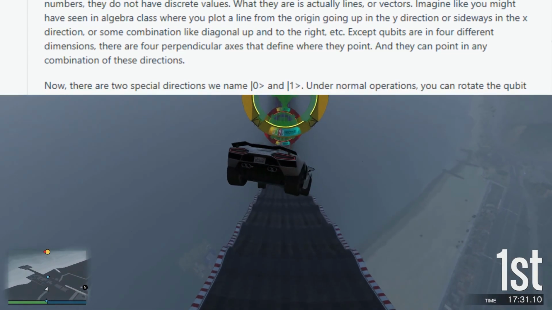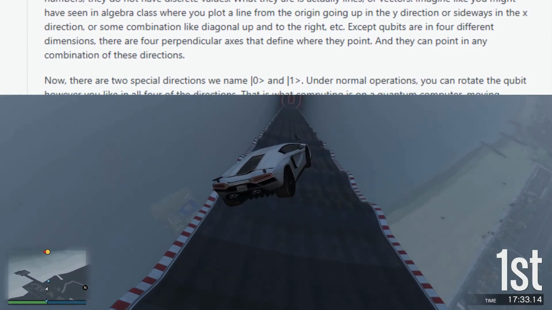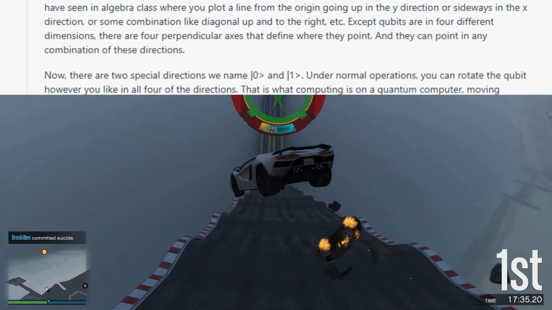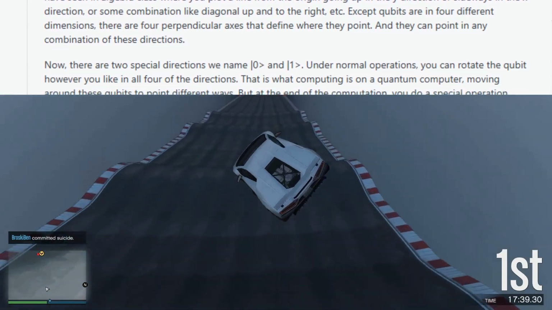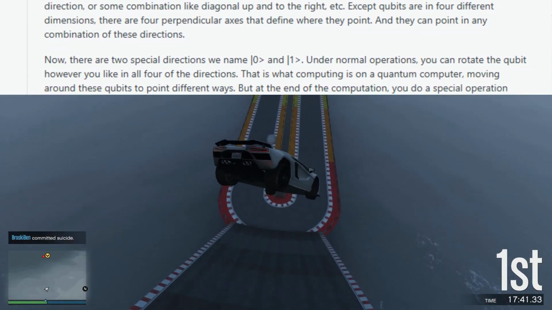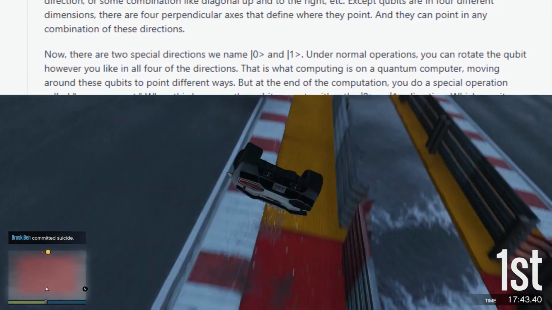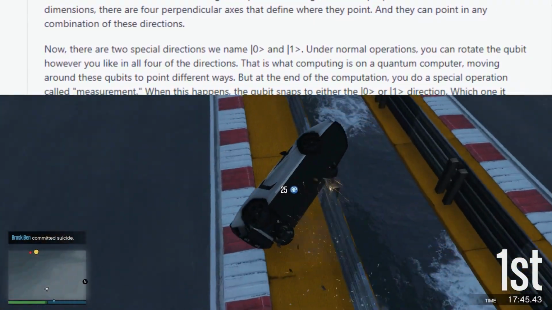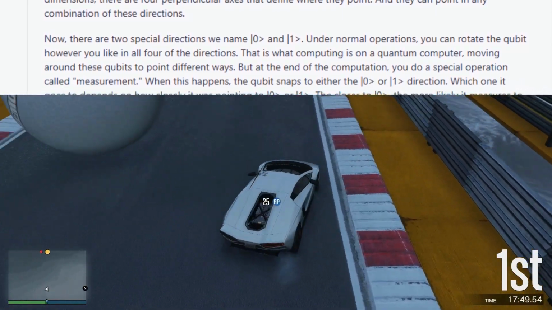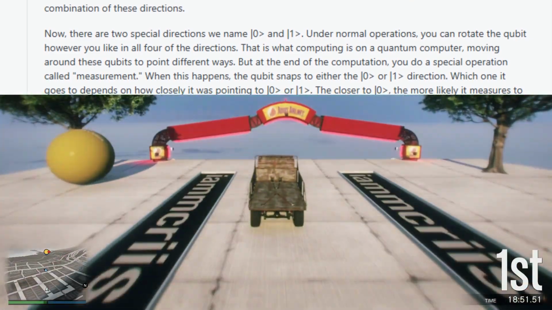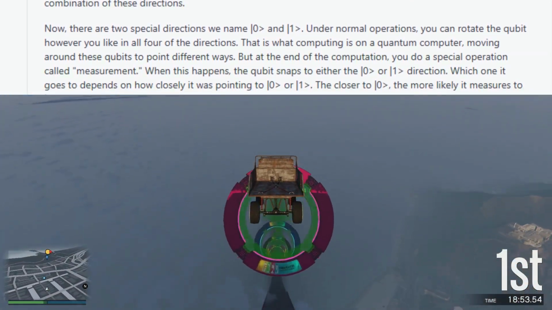Now there are 2 special directions we name 0 and 1. Under normal operations, you can rotate the qubit however you like in all 4 of the directions. That is what computing is on a quantum computer, moving around these qubits to point different ways. But at the end of the computation, you do a special operation called measurement. When this happens, the qubit snaps to either the 0 or 1 direction.